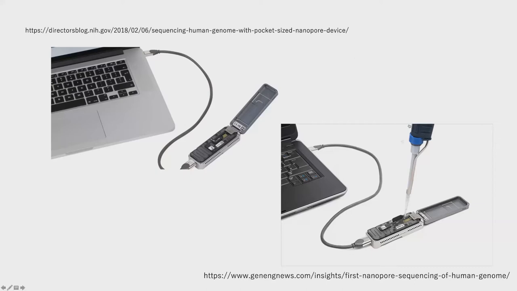So if you add the sample here, the MinION determines the sequence by the nanopore technology, and the information is sent to the personal computer, and if the personal computer is connected with the network, the data of the read sequences obtained from the nanopore sequencers are analyzed in the cloud and the result is returned to the personal computers.